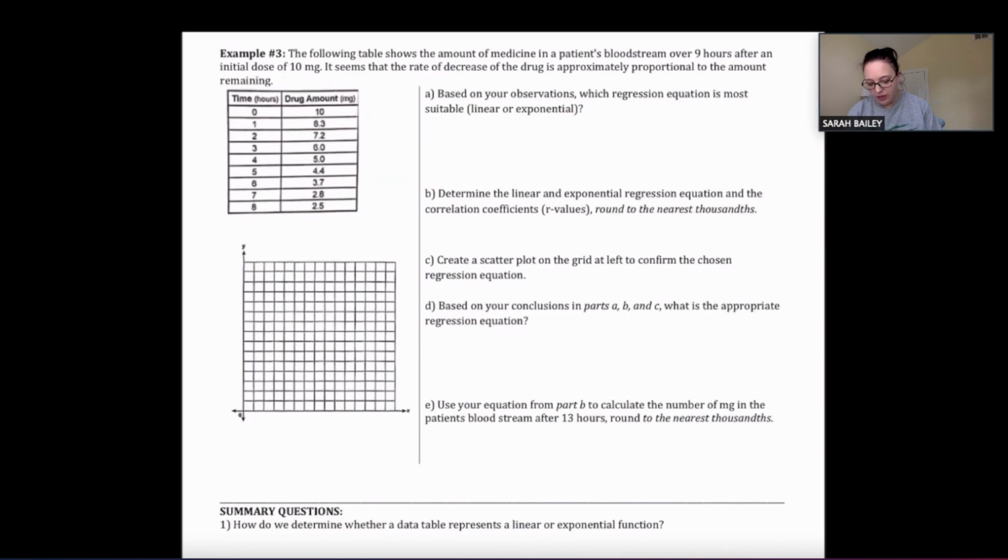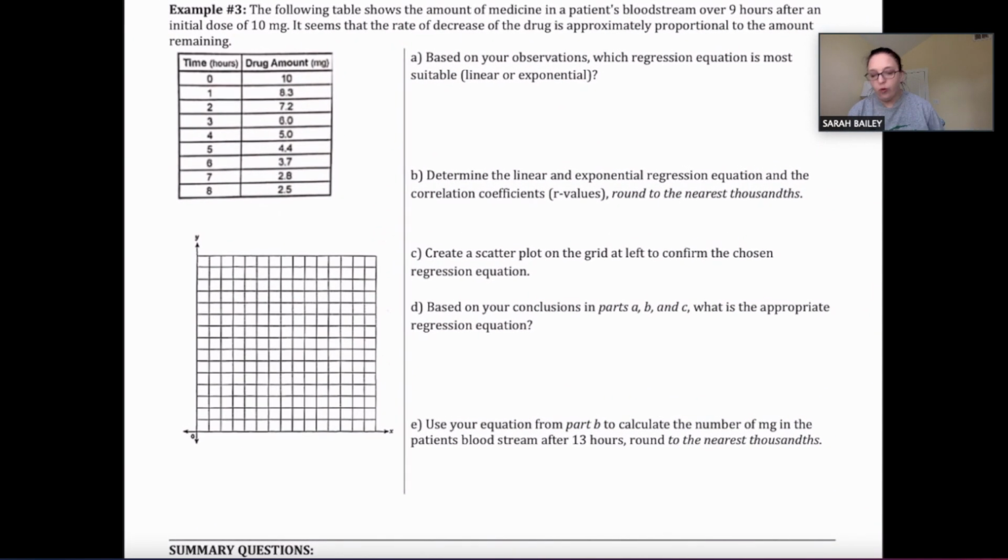Here is example 3. And for example 3, I want you to go ahead and do it on your own, so I'll circle that. You do not need to worry about making the scatter plot on here because you can look at the scatter plot on Desmos. Okay, so go ahead, pause the video, and do example 3 now.